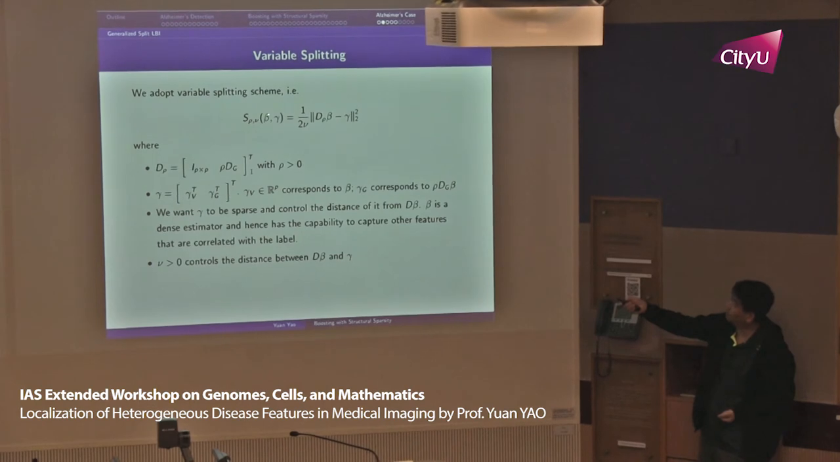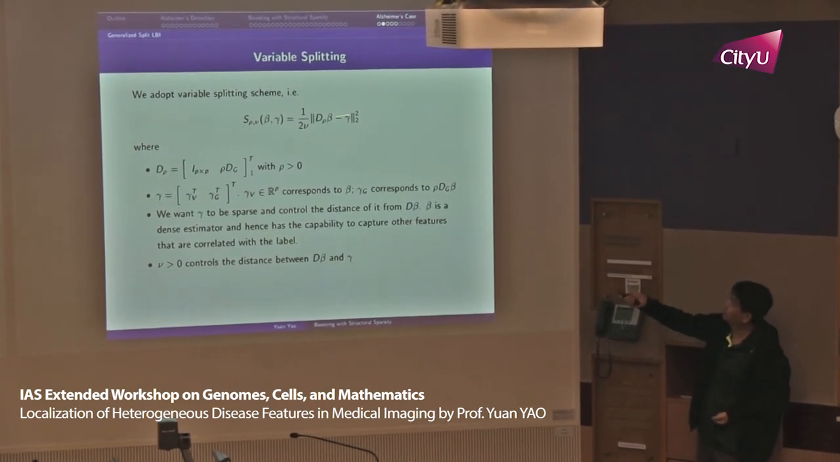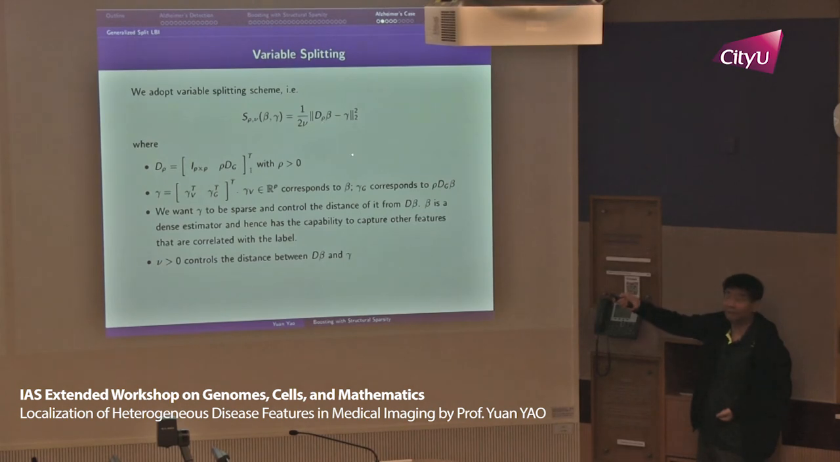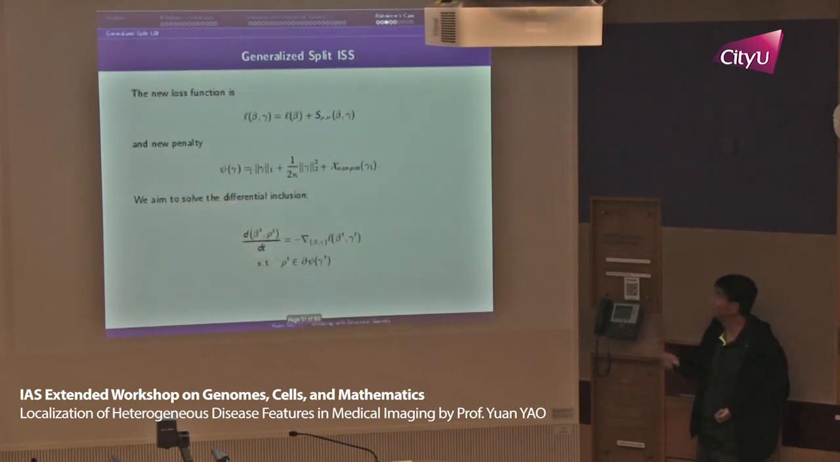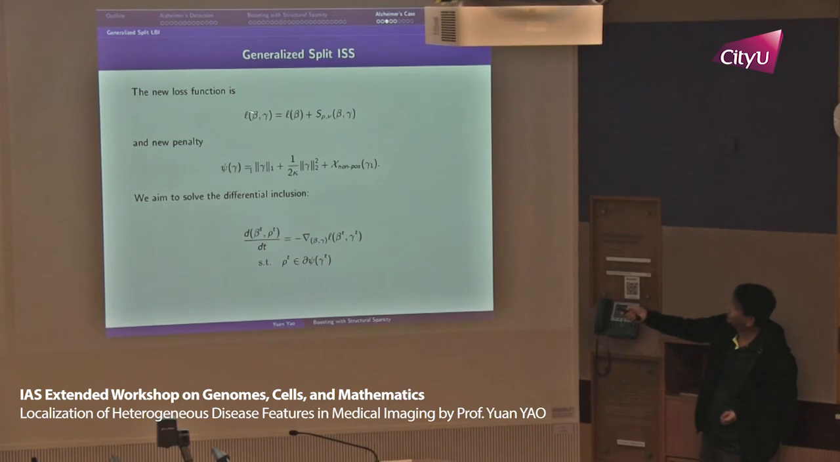We introduce a new auxiliary variable gamma and use an L2 gap between gamma and beta. Then we can split the prediction error. We just use beta to fit the prediction accuracy, and we use gamma to control the model sparsity. We allow the prediction correction beta not to follow gamma too much, only loosely guided by the sparsity pattern of gamma. In this way, the new loss function and the penalty can be written like this, and we can solve this differential inclusion.